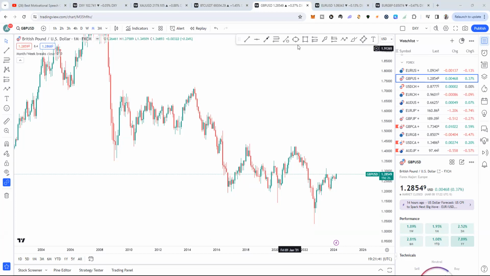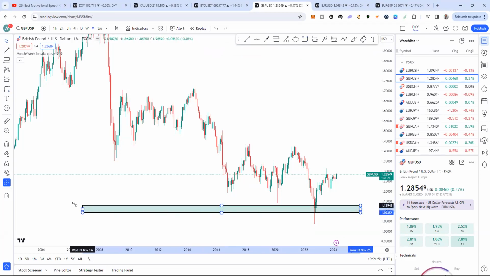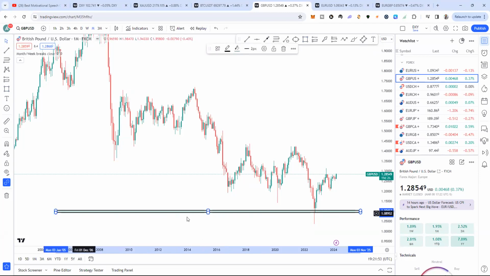All right. So now our zone, I'm going to pick this rectangular tool. This is our major zone. So don't forget we are starting this on the monthly time frame. Okay. Right. We are starting it on the monthly time frame.